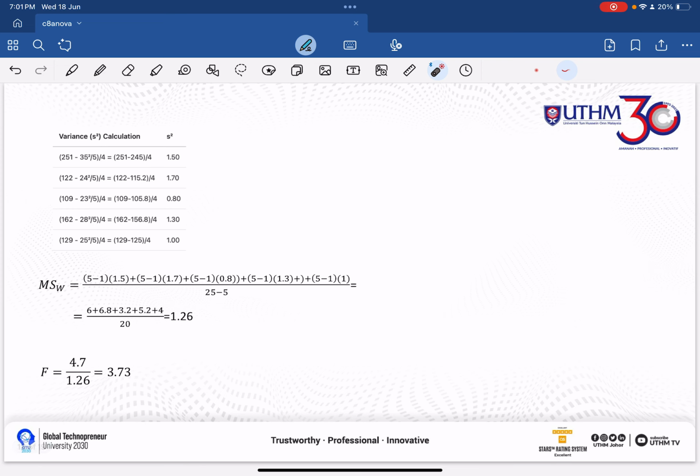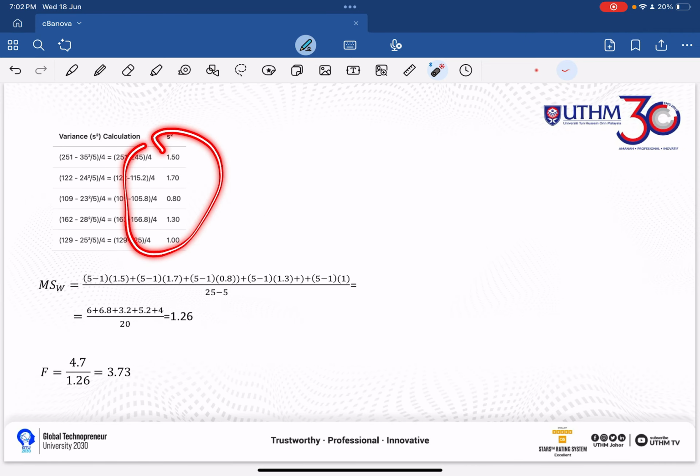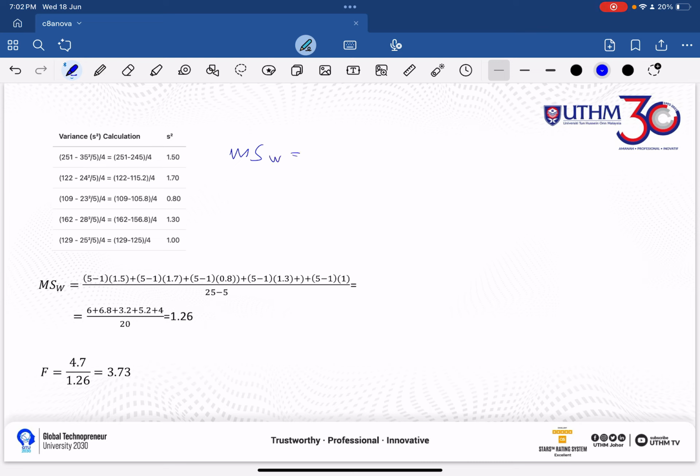So for the mean square within, this is the formula. What we need is the variance and the n. We got the variance for every group. So the formula is MSW is the summation of (ni minus 1) si square over n minus k. N is for all data, 25. K is the number of groups, which is 5.